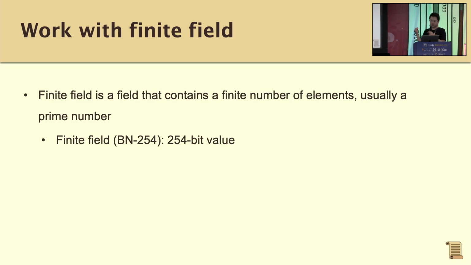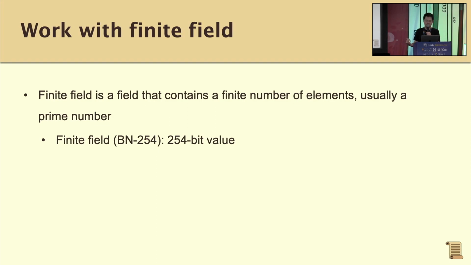So what is a finite field? It's just a field that contains a finite number of elements. Usually the number is a prime number, so that you can have some unique properties from this prime number. What does that mean? For example, you can think of it like a modulus. So 1 plus something, modulo a prime number, will become a finite field.